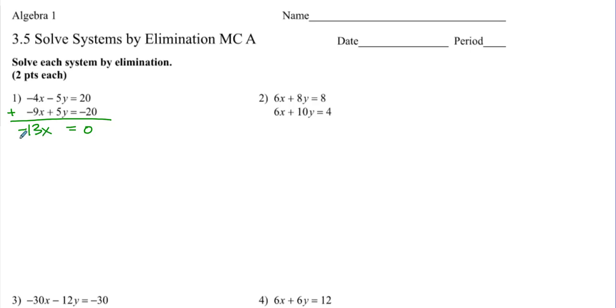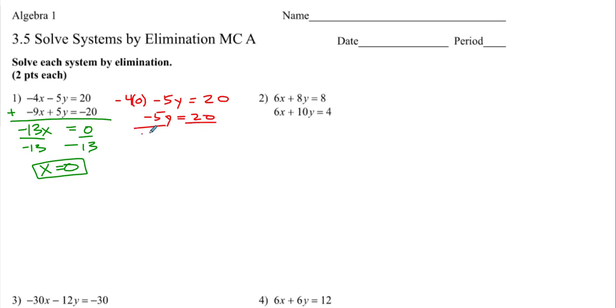Alright, then we got to divide by that negative 13, and we get x is equal to 0. So now we can plug this in. I'm going to do that top one. So let's do negative 4 times 0, and we got minus 5y equals 20. This becomes 0, so I got negative 5y equals 20. And then we divide both sides by negative 5. Boom. Y is equal to negative 4. And then my ordered pair, 0, comma, negative 4. Done. Boom.